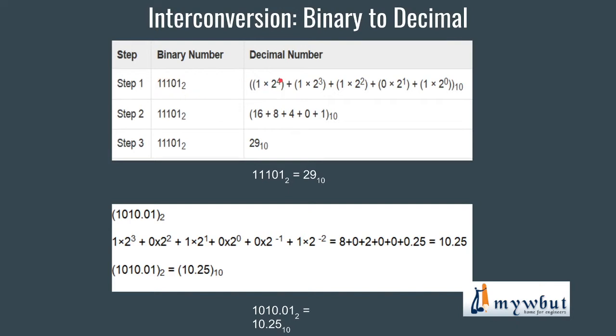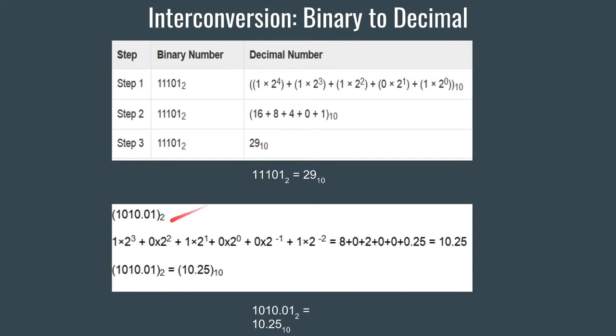So 2 to the power 4 is 16. 16 into 1 is 16. 2 to the power 3 is 8. So we write an 8 over here. 2 to the power 2 is 4. 0 into 2 to the power 1 is obviously 0. 1 into 2 to the power 0 is 1 into 1 or 1. Now we sum it up, and after summing we get 29. So 11101 in binary number system is equivalent to 29 in the decimal number system.